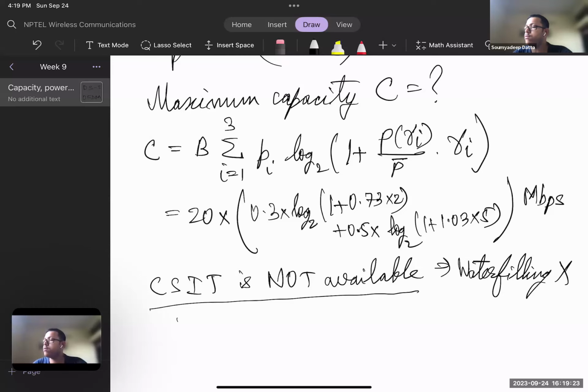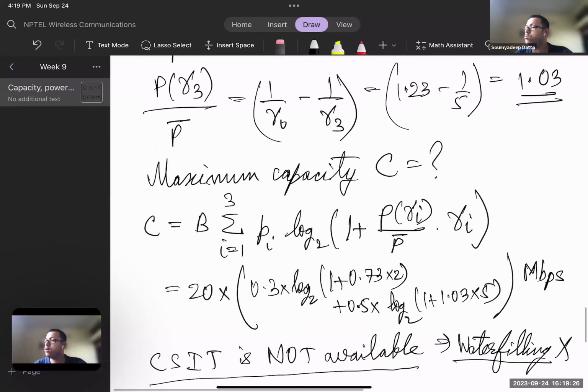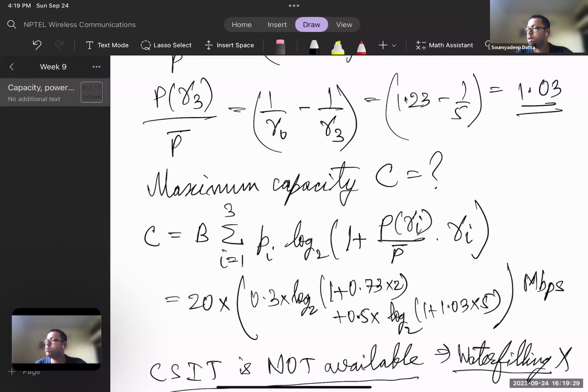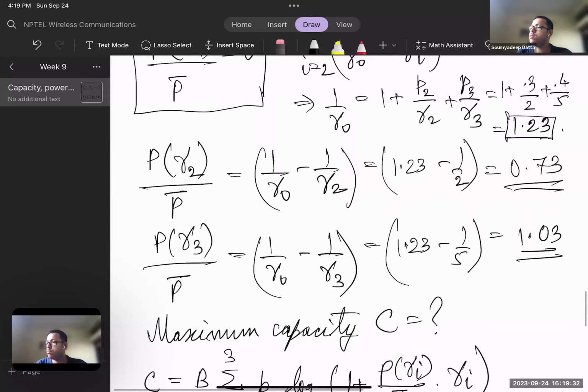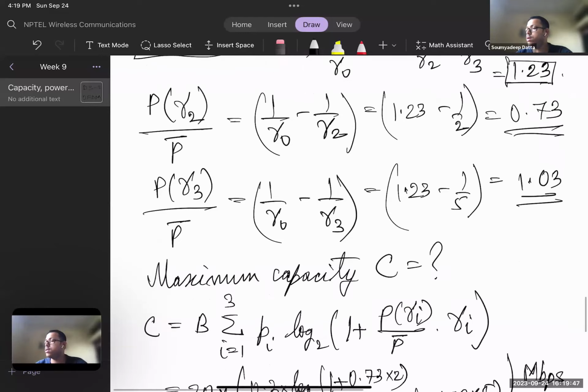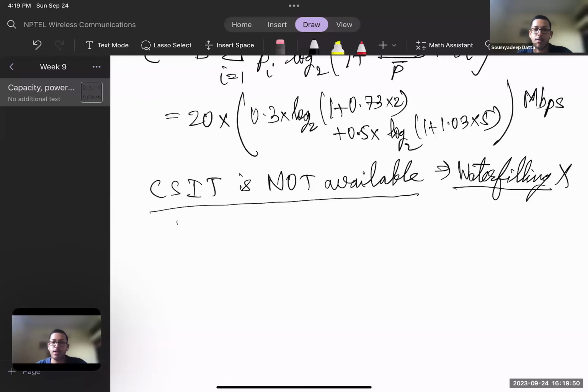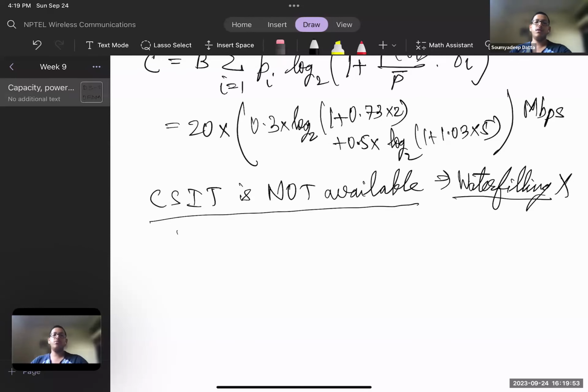Why is this? Because to be able to do water filling, you need to know what state the channel actually is in. If you know the channel is in state gamma 2, then you will do this allocation, 1 by gamma naught minus 1 by gamma 2, and then you will achieve your optimal capacity, right? If you don't know which state the channel is in, then you cannot do water filling. So you have to guess how the channel might behave, and then do your transmission.